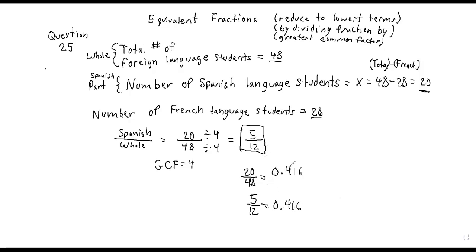So this value here is what's called a ratio value, and this is what they mean when they say equivalent fractions. It means that this value for both of those fractions is the same. So 5/12 is equivalent to 20/48, and this is the value that's in the answer key for this question.